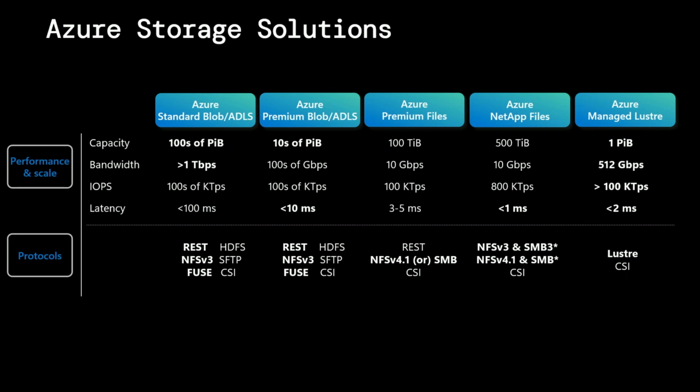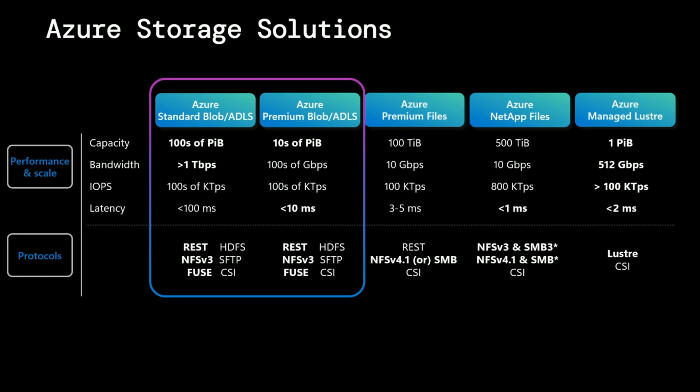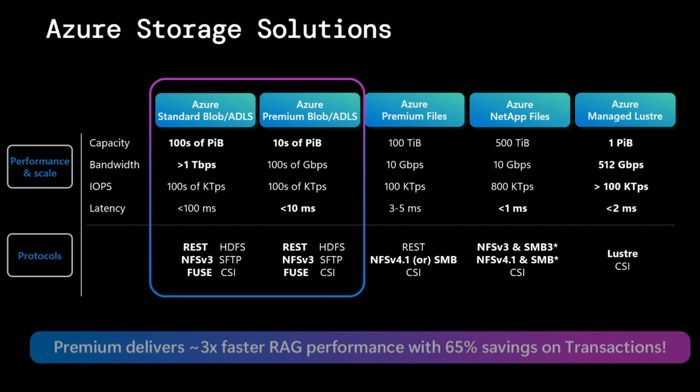Real quick, we have various offerings: the standard storage, the premium files, NetApp files, and so on. Some of the interesting parts here are that storage accounts can scale up to hundreds of petabytes. They can do well over a terabit, and you'll see in one of the demos multiple terabits per second. We're always increasing these limits all the time. For today's session, we're going to focus on standard and premium blob or ADLS.